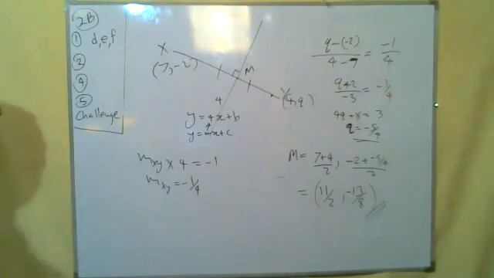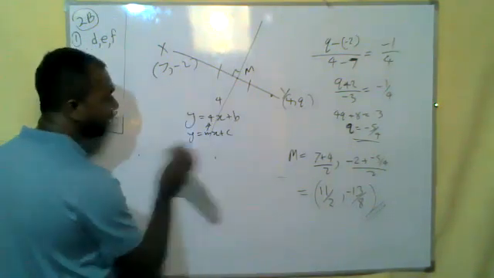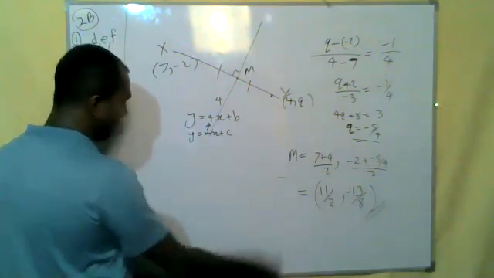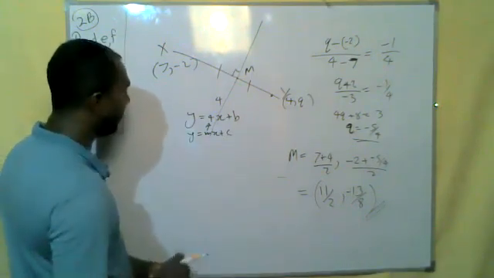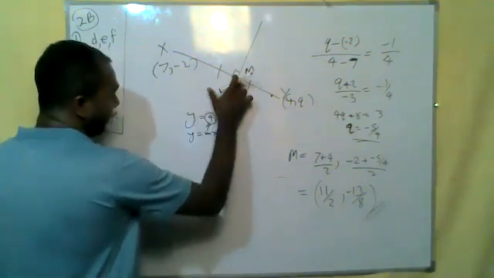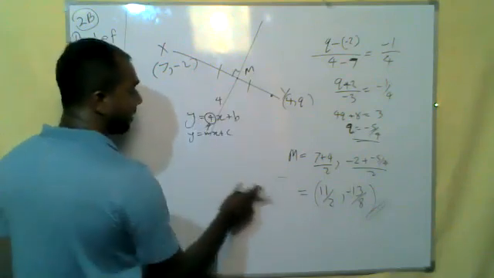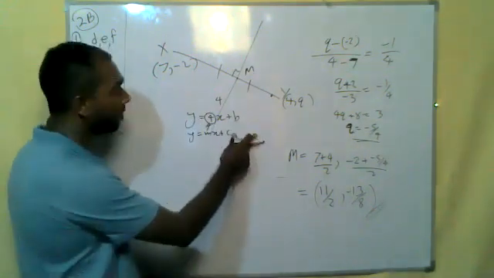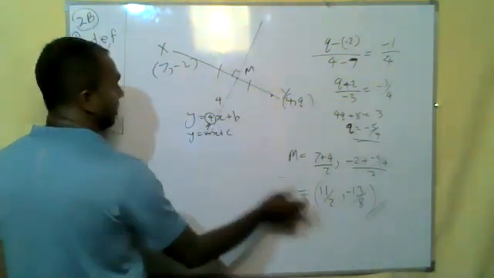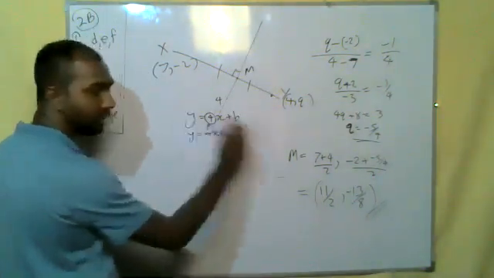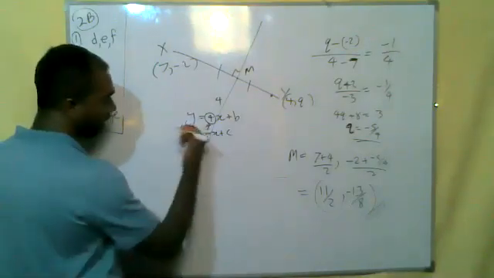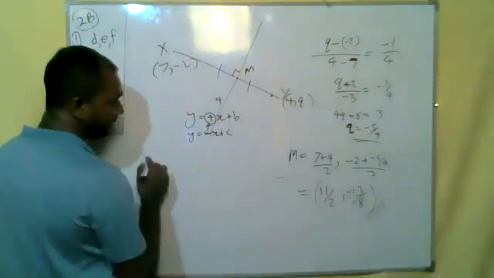So now, since this is the midpoint, this should satisfy y equals 4x plus b. See the way that I am using it? I earlier used it to get the gradient only. Now I am using it like this: if this point is on this line, this point should satisfy this equation. So we can apply it to this equation and find b.